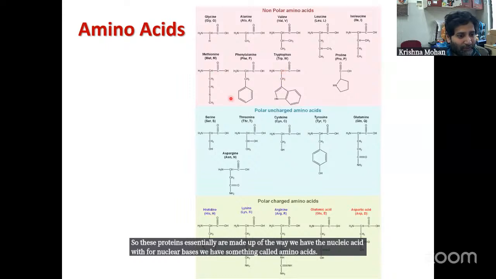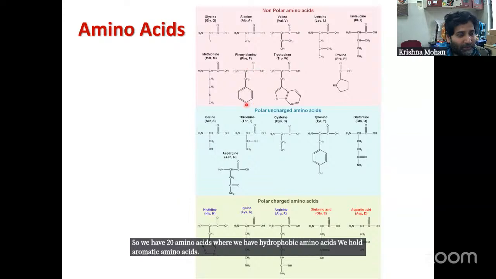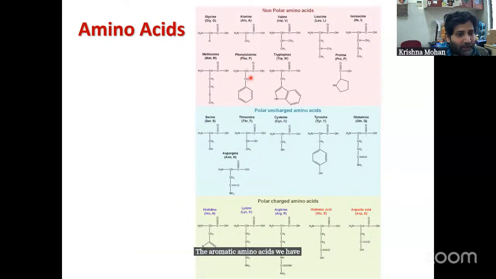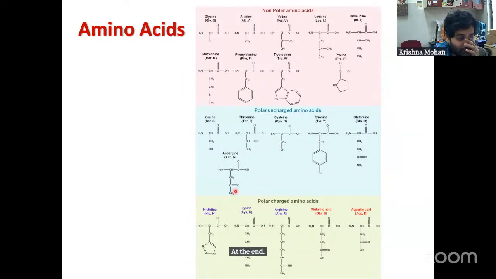So we have 20 amino acids, where we have hydrophobic amino acids and aromatic amino acids. In the aromatic amino acids, we have a simple aromatic ring, or we have something called heterocyclic rings, such as imidazole rings, indole rings, and so on. Then we have polar uncharged amino acids, where at the end you have an amido group like CONH2, or simply a hydroxy group or sulfhydryl groups.